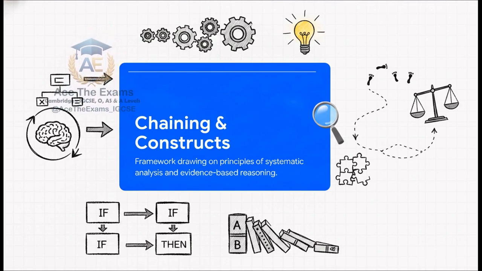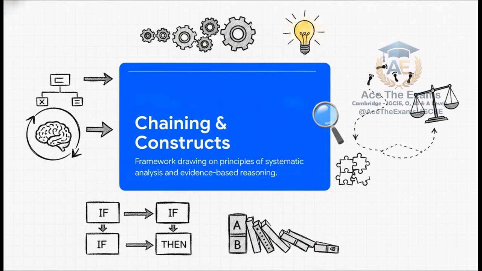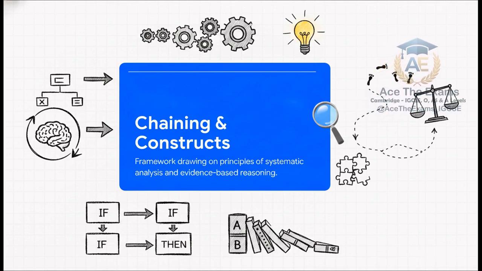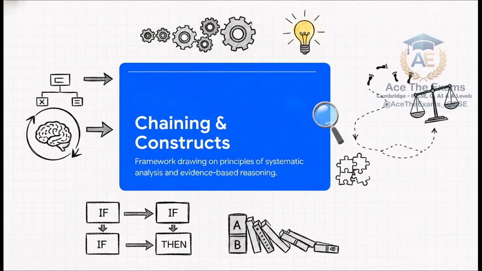The theoretical architecture of backward chaining, forward chaining, and if-then constructs isn't about guesswork. It draws heavily on established principles of systematic analysis and evidence-based reasoning. It's like being a detective. It is all about following a logical trail. You have to understand fundamentally how one condition triggers another, or how an end goal can trace all the way back to its initial conditions.